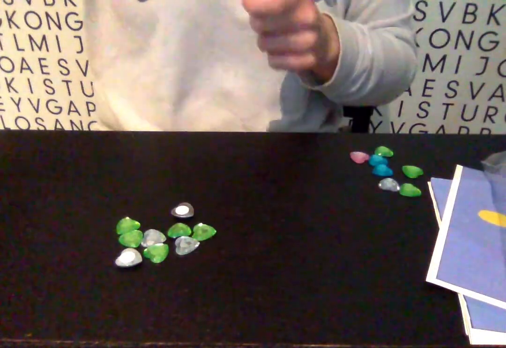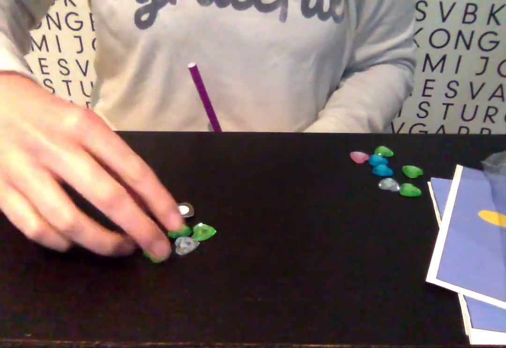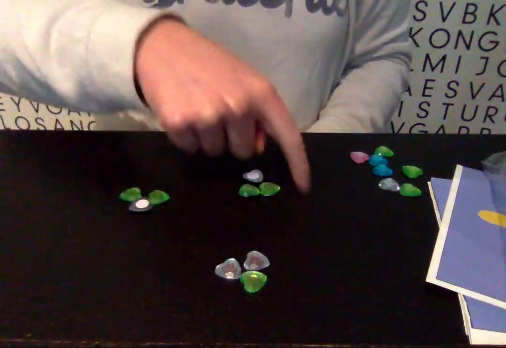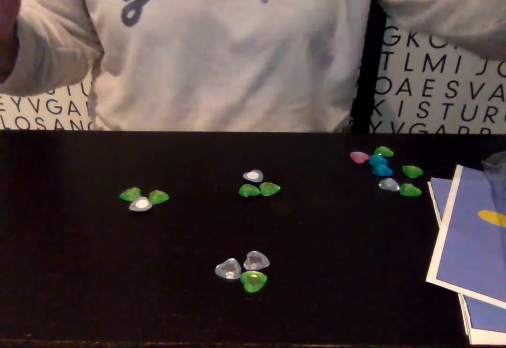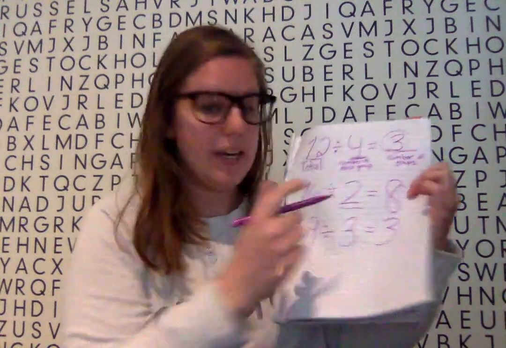Right. 3 need to go in each group. So I'm going to make groups of 3. So 3, 3, and 3. How many groups of 3 do I have? Let's count. 1, 2, 3. Very good. I have 3 groups of 3, and that gives me 9.